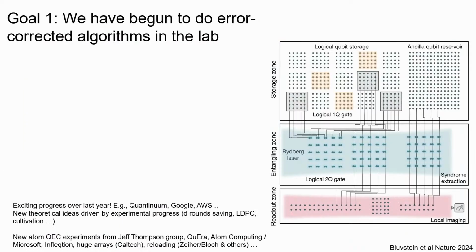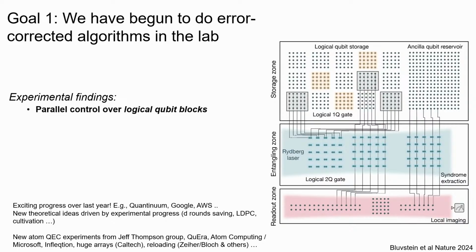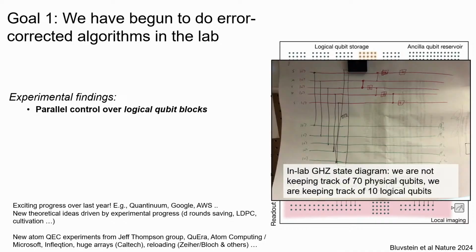So we learned a lot of lessons from doing this. And here the goal was to start doing error-corrected algorithms in the lab and do experiments poking in many different corners and see what we learn. And we learned a lot of things. The first finding that cannot possibly be emphasized enough is that the main way that we're able to do these experiments, and this is just a few students in a basement of a lab, is by parallel control over logical qubit blocks. This is the first logical circuit we ever did, where we had an array of Steane codes that we started entangling together into a GHZ state.